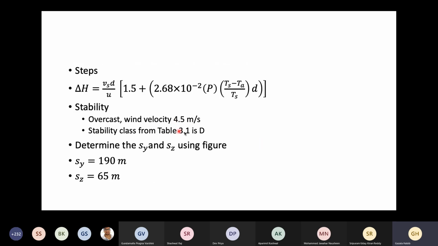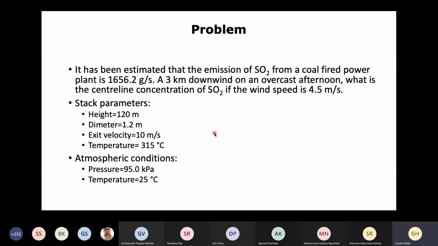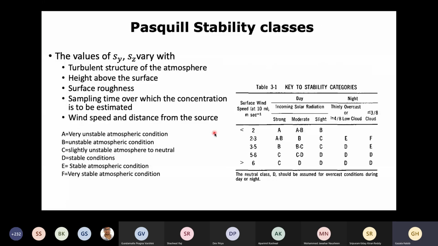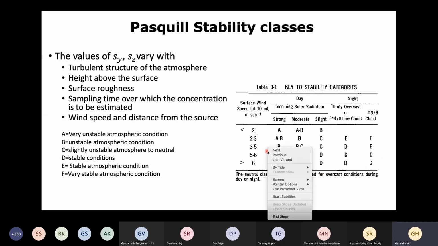See here it is taking D. Now why D? 3 to 5, overcast afternoon. I think this should be C, not D. It's afternoon, it's not night. So somehow I might have selected the wrong one. Ma'am, below the table, the text is written. The neutral class D should be assumed for overcast conditions. Okay, I am not able to.